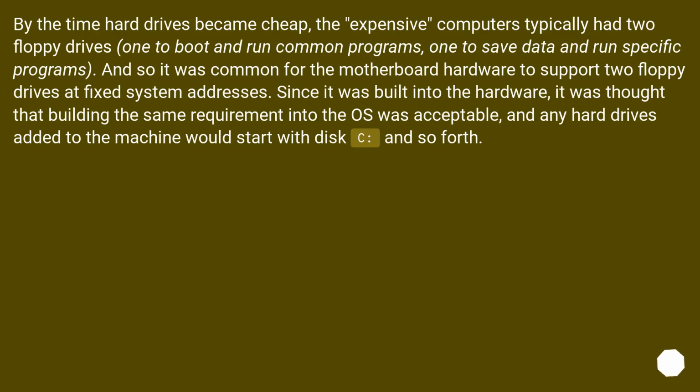By the time hard drives became cheap, the expensive computers typically had two floppy drives, one to boot and run common programs, one to save data and run specific programs. And so it was common for the motherboard hardware to support two floppy drives at fixed system addresses. Since it was built into the hardware, it was thought that building the same requirement into the OS was acceptable, and any hard drives added to the machine would start with disk C, and so forth.